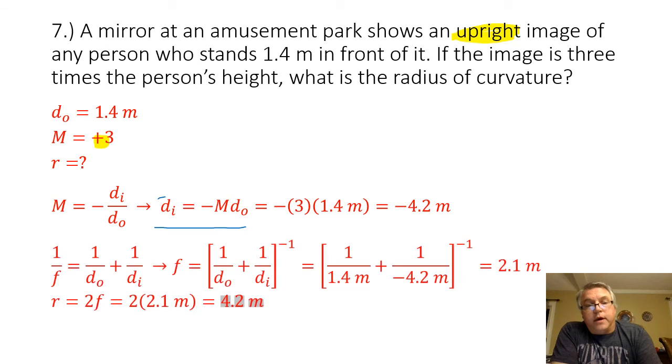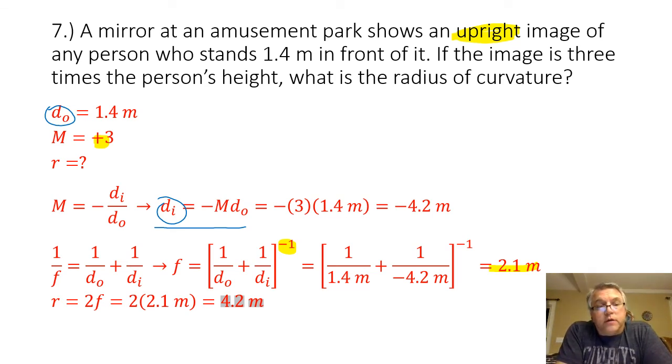So now I have my image distance, I have the object distance. From those two, I can now use the mirror equation to solve for the focal length. When I solve for focal length, remember I have to take the reciprocal of the sum of my reciprocals. So once I plug my values for object distance and image distance into this equation, that is going to give me a focal length of 2.1 meters.